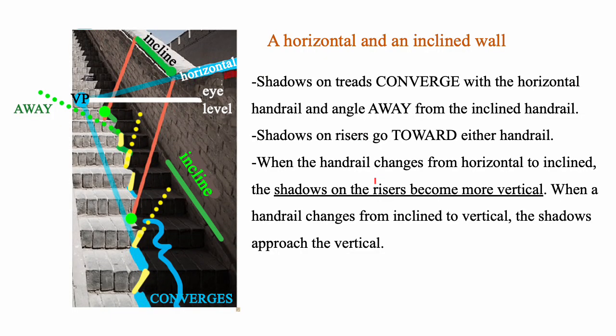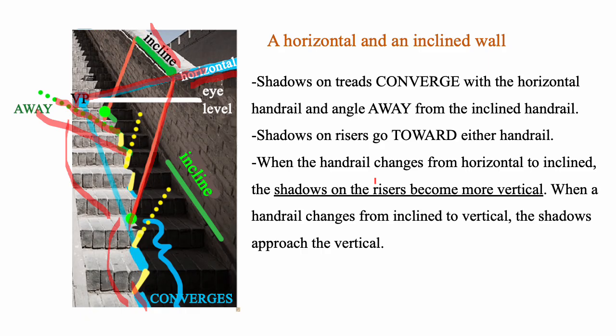Here again, I'm comparing a horizontal handrail to an inclined handrail. So draw the light rays so we know that this part is cast by the horizontal handrail, while this part is cast by the inclined handrail. The shadows on the treads down here converge with the horizontal pole to a vanishing point on eye level. The shadows on the treads for the inclined handrail, however, go away from that handrail.